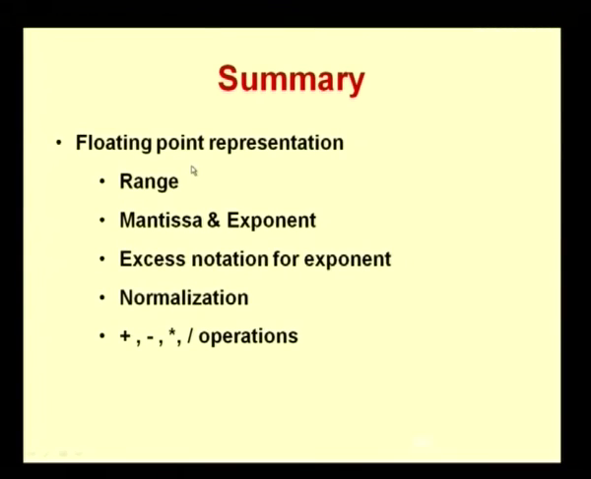So, to summarize, we have tried to understand how things can be done with floating point representation. We had already seen a range of floating point numbers, mantissa and exponent. We also saw the IEEE notation for representing numbers. So, we saw how the excess notation is used for the exponent. We looked at how normalization is done, and we looked at these 4 different operations of addition, subtraction, multiplication and division as done on floating point numbers.